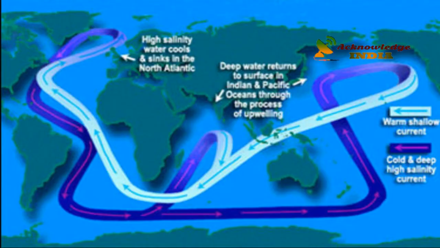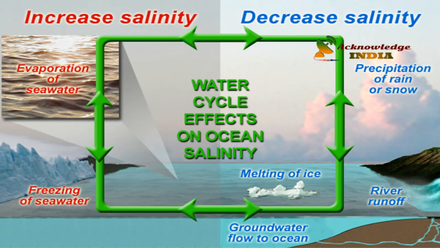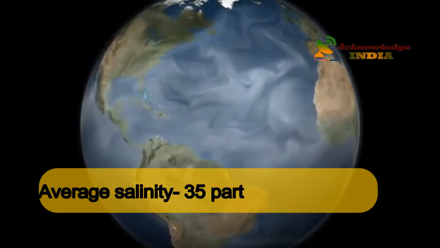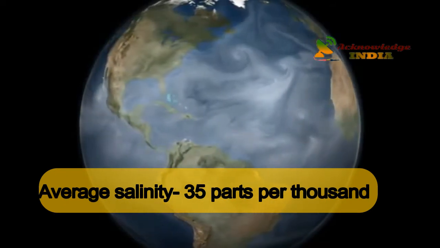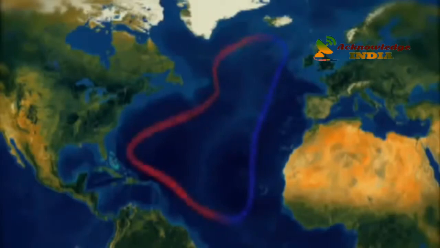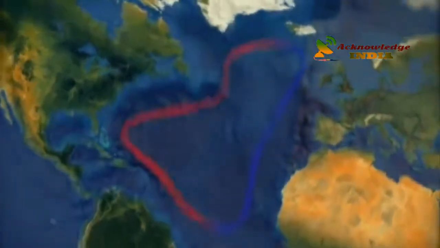So friends, now we are going to discuss the main factors of the oceanic currents. The first one is salinity. Salinity is a measure of how much salt is dissolved in water. The average salinity of seawater for all Earth's oceans is about 35 grams of dissolved salts per kilogram of seawater. This is shown as 35 parts per thousand.